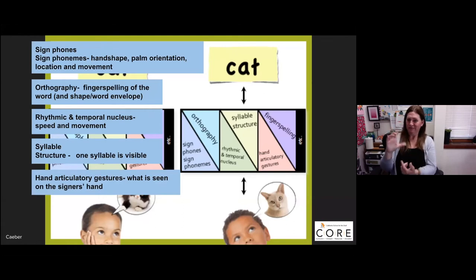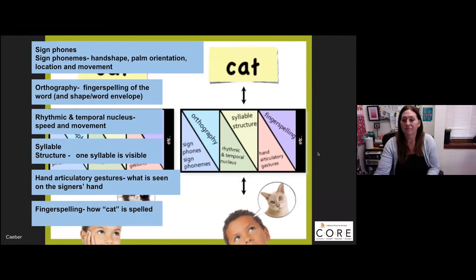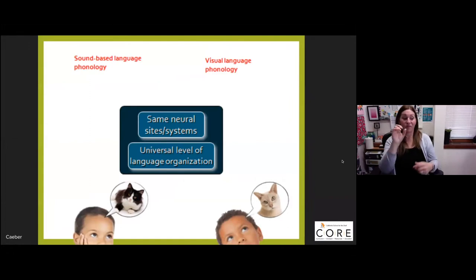So what you see on the hand, the finger spelling, C-A-T, that is the articulation. So it is complex, but once you internalize that, it becomes very natural and normal. It's the same thing as your receptive hearing skills. It's the same thing in ASL as your receptive language skills, understanding ASL.